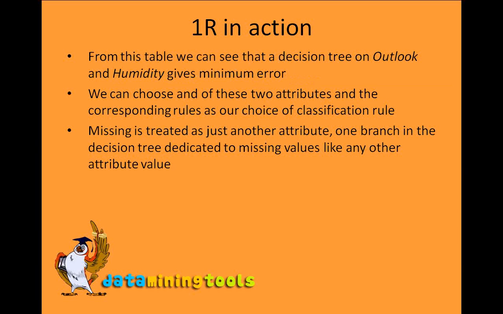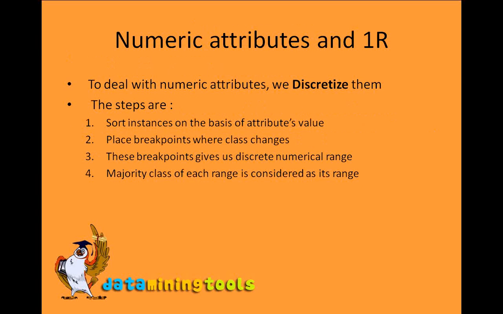We have a special case when we have missing values. Missing is treated as just another attribute value. One branch in the decision tree is dedicated to the missing value, like any other attribute value. So this is how we deal with missing values.